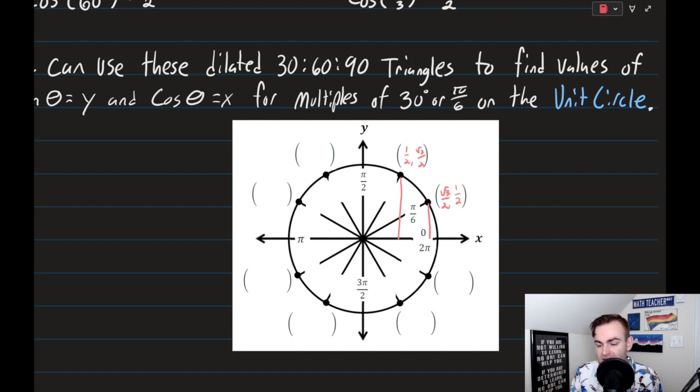We can reflect these points. So I again see 1/2 and the square root of 3 over 2. Problem is that we're negative x's, so my 1/2 is negative. And this point here would be a reflection of this point. Again, negative x's.